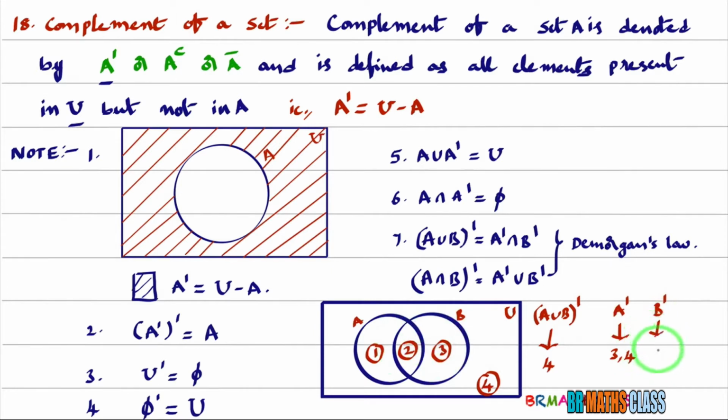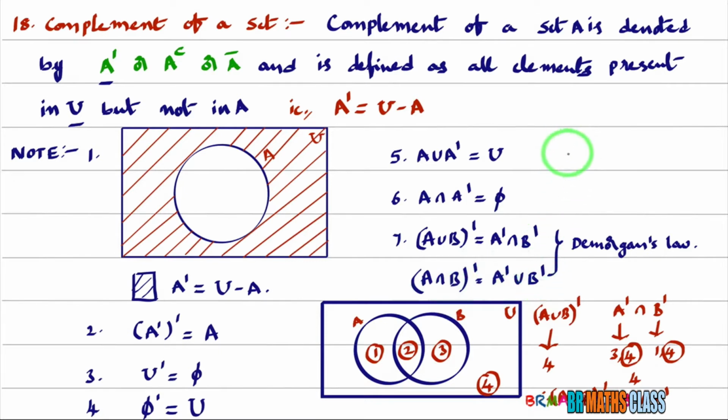You try to understand this. 1, 4. Here, what is A dash intersection B dash? A dash intersection B dash is the common part present in A dash and B dash. What is the common part present in A dash as well as B dash? That is the fourth part. So you can easily understand here A union B whole dash is nothing but A dash intersection B dash. Similarly, we can observe that A intersection B whole dash is nothing but A dash union B dash.